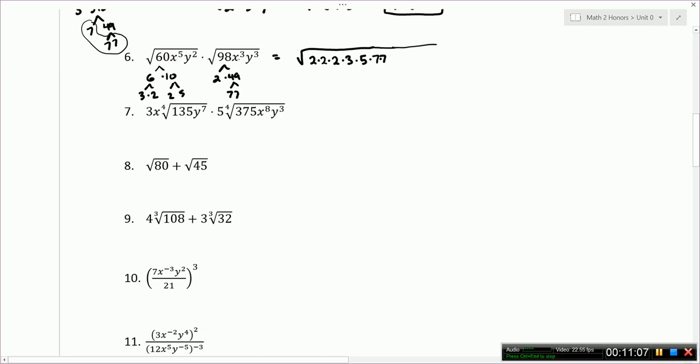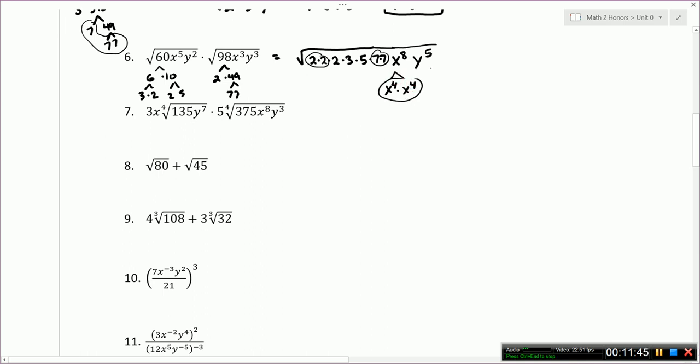X to the fifth times x to the third, you add your exponents, you're going to get x to the power of 8. Y squared times y to the third, add your exponents, you get y to the fifth. And because we're taking the square root, we're looking for pairs. So we have a pair of 2's and a pair of 7's. We also have an even number of x's. We have 8 of them. And so we can think of that as x to the fourth times x to the fourth. So we have a pair of x to the fourths.